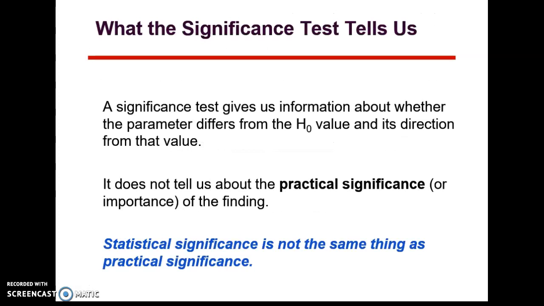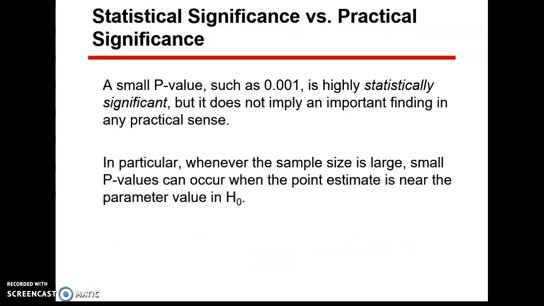So what the significance test does is give us information about whether the parameter differs from the null hypothesis value and its direction from that value. By direction, we mean is it bigger or smaller than that. Statistical significance, again, is not the same as practical significance. You can get a small p-value, probability value, such as 0.001, and that's statistically really significant, but it doesn't necessarily imply anything in a practical sense.